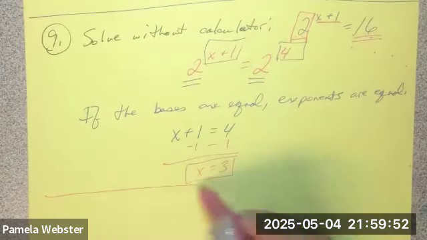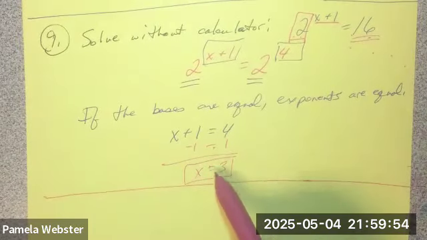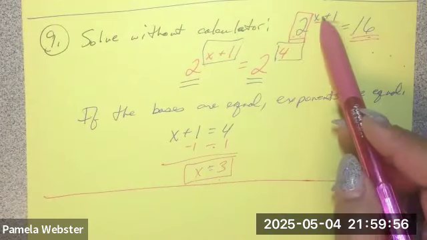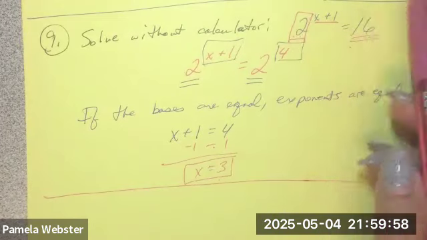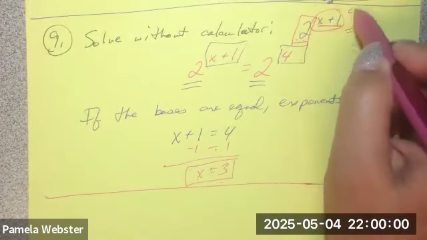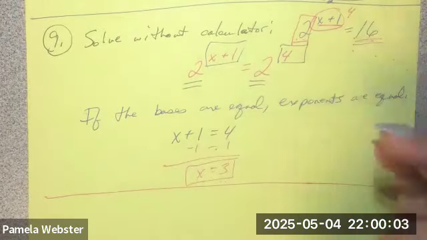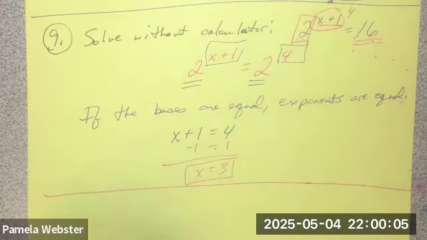All right. So you should be able to real quickly say, hey, x is 3. 2 to the 3 plus 1 is 4. That's going to be a 4 up there, right? 3 plus 1 is 4. Yeah, that is 16. Hey, it worked. Yay. All right, great.